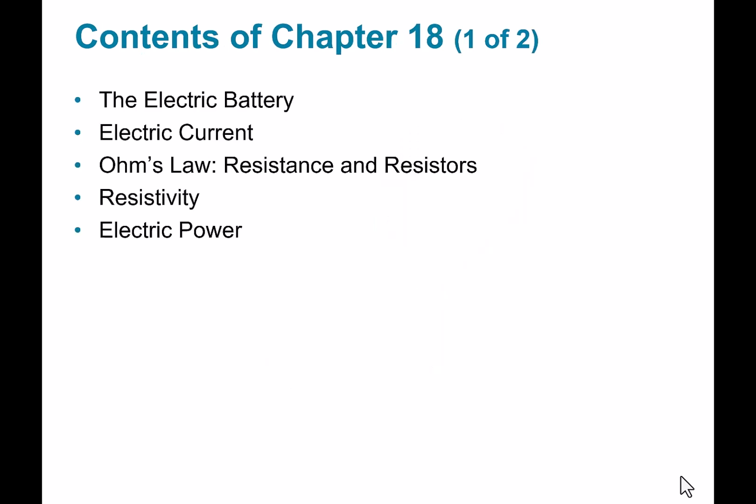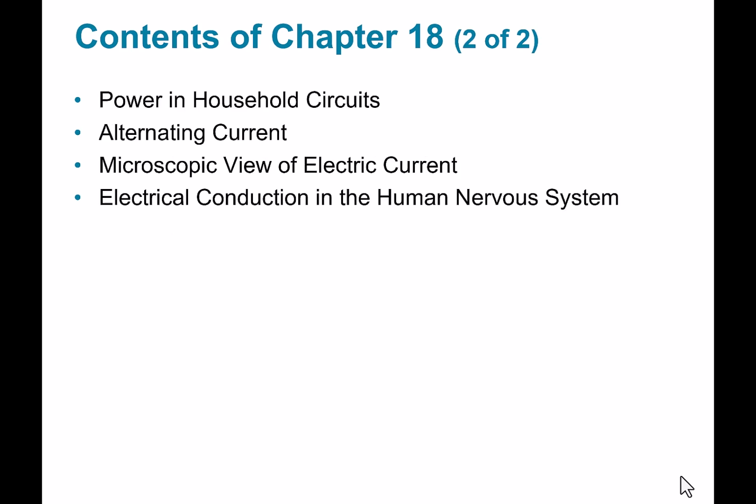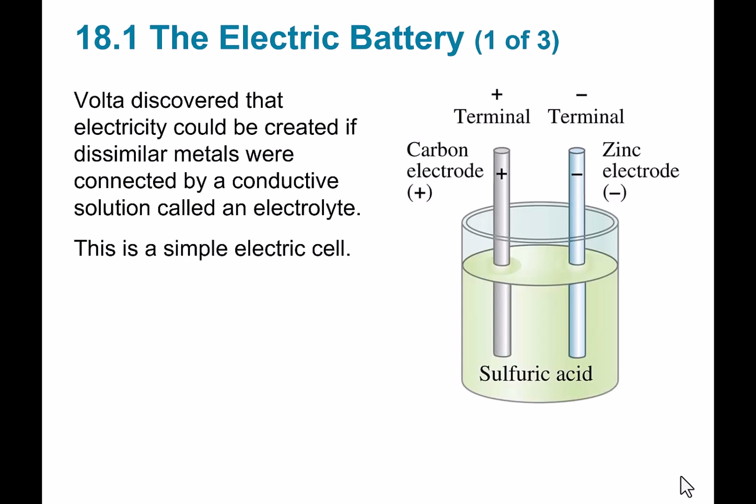In this chapter, we will talk about the electrical battery, electric current, Ohm's law, resistivity, electric power, and power in our household circuits, a brief overview of alternating current, and a microscopic view of electric current in conductors. We will conceptually try to understand electrical conduction in the human nervous system. We begin our study of electric current with the very basics of understanding an electric battery.